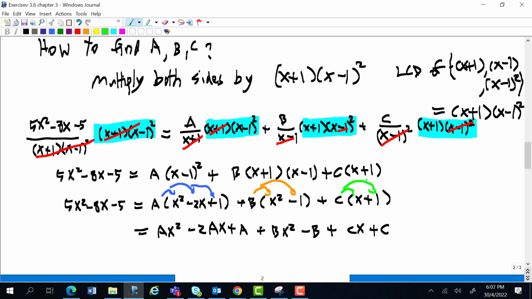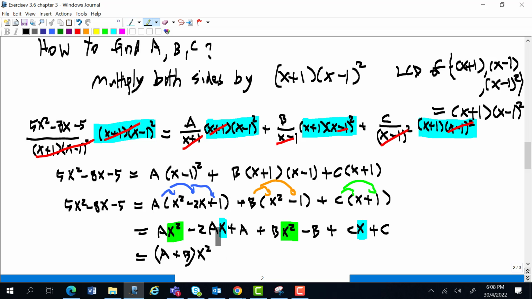Now we collect all the x squared terms together. Let's see how. I have ax squared, bx squared, so these are 2 x squared terms together. So this is (a plus b)x squared, and then you collect all the x terms together. Get minus 2ax plus cx here.